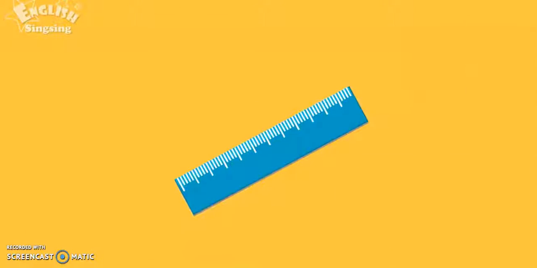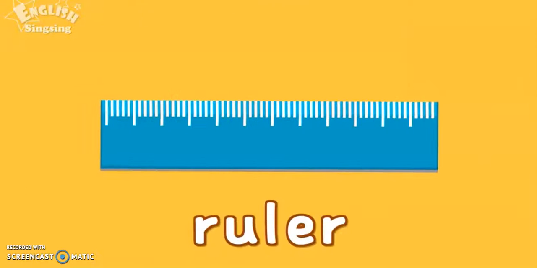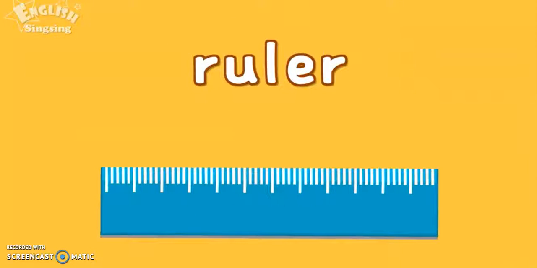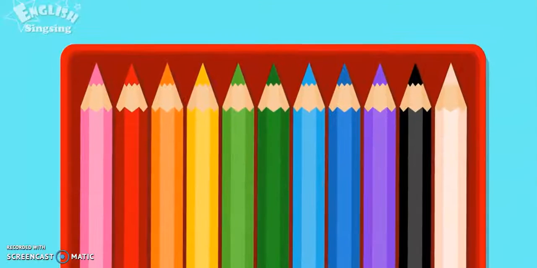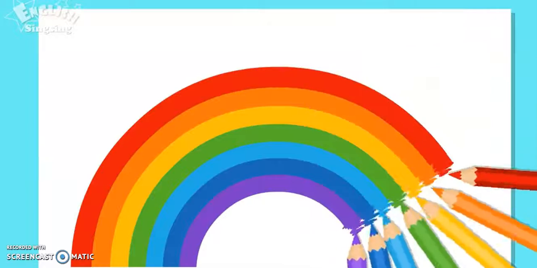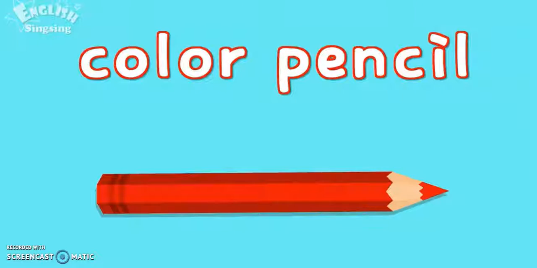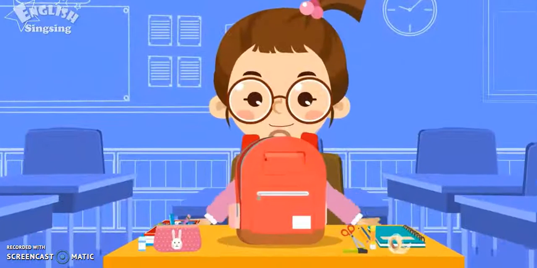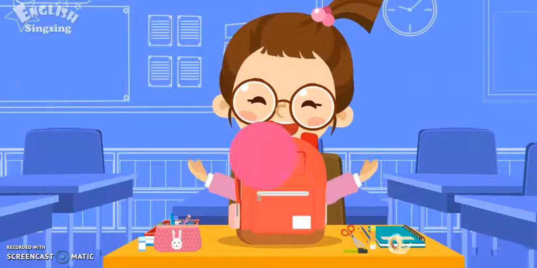It is my ruler. I like to measure. Ruler. These are my color pencils. I can draw a rainbow. Color pencil. There are things for school in my backpack.